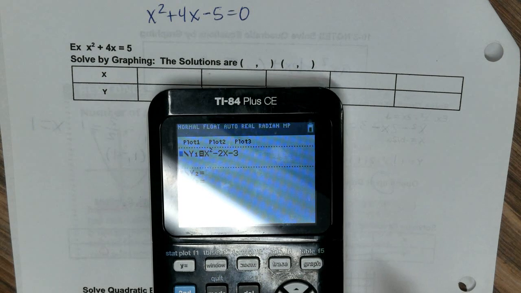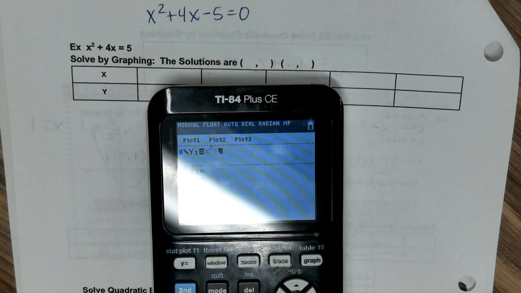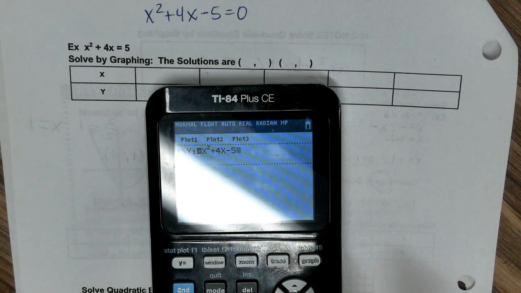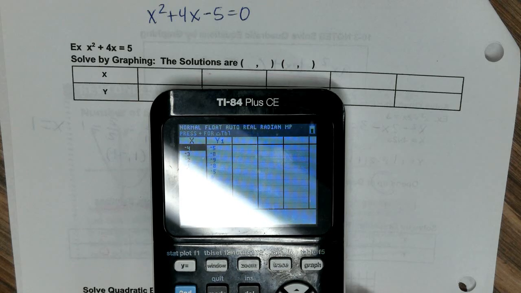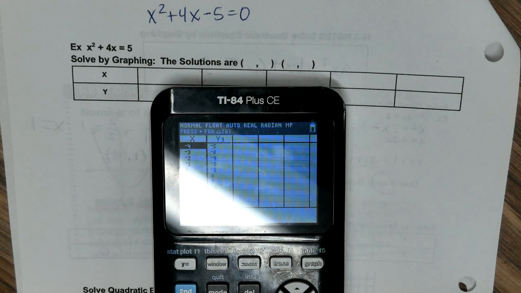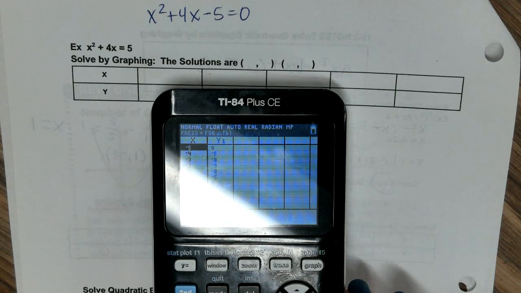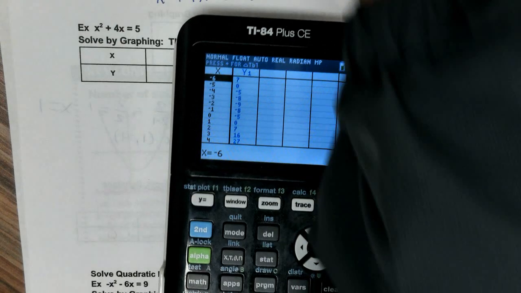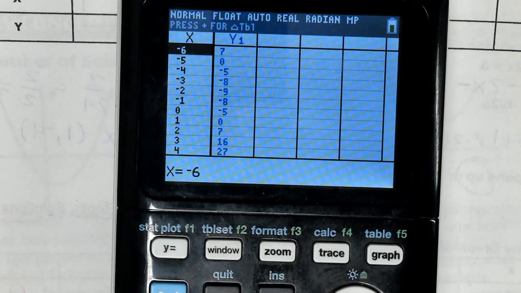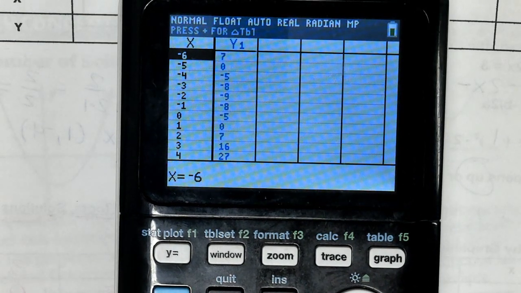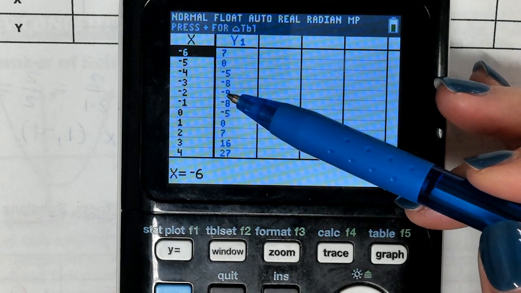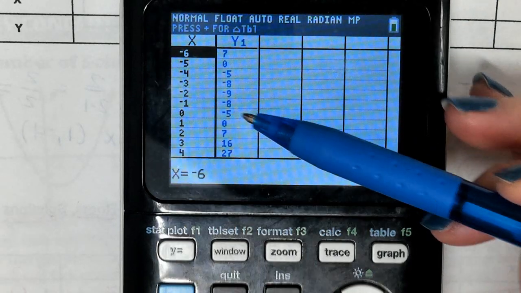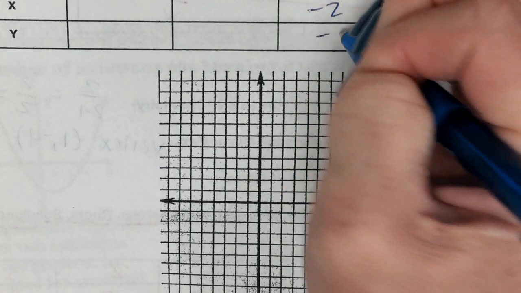Okay, so let's go see if we can see it. Let's go to y equals. We're going to put in x squared plus 4x minus 5. I'm going to go to my table and see if I can see where it starts to mirror itself. And I think I see it. Did y'all find it? So right at -2, -9, it mirrors itself to the left and to the right. So -2, -9 is the vertex.